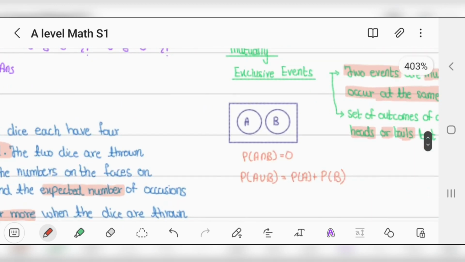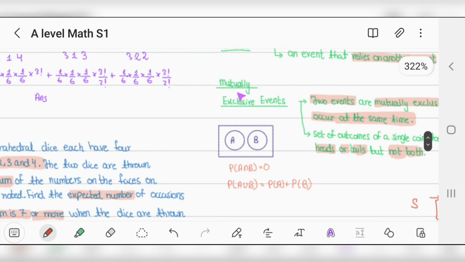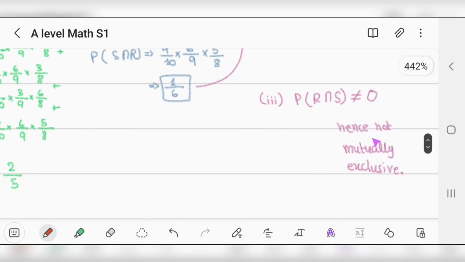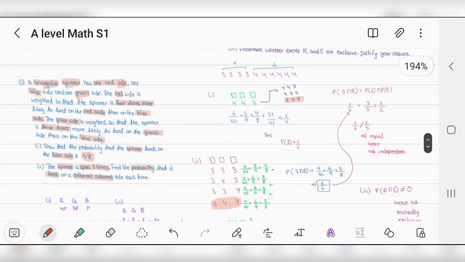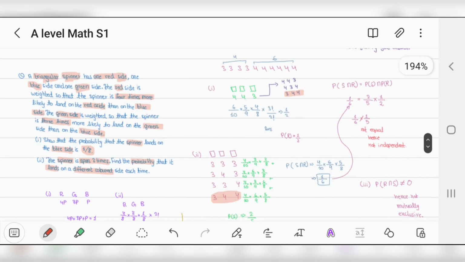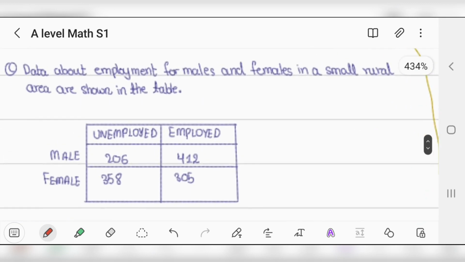Yeah, like we have discussed in here, this must be 0. Then we can say that it's mutually exclusive. Alright, since it is not equal to 0, hence it's not mutually exclusive as well. Okay, so this is done. Moving to another question.